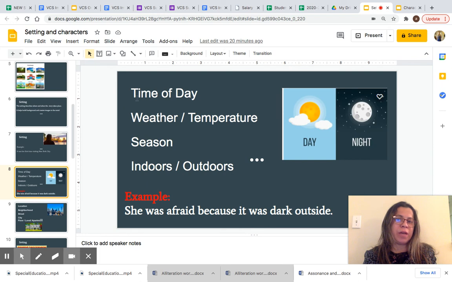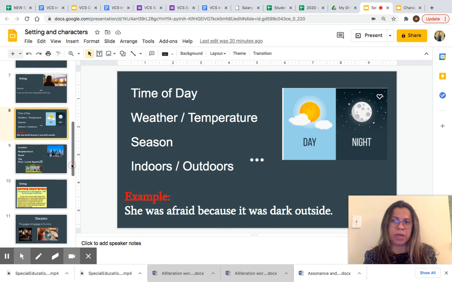Setting can be a time of the day, weather, temperature, season, indoors, outdoors. Example, she was afraid because it was dark outside. In this example, dark outside is the setting. So the setting is outside, and the author is explaining that it is dark. As you can see, the time of the day, it is dark outside.